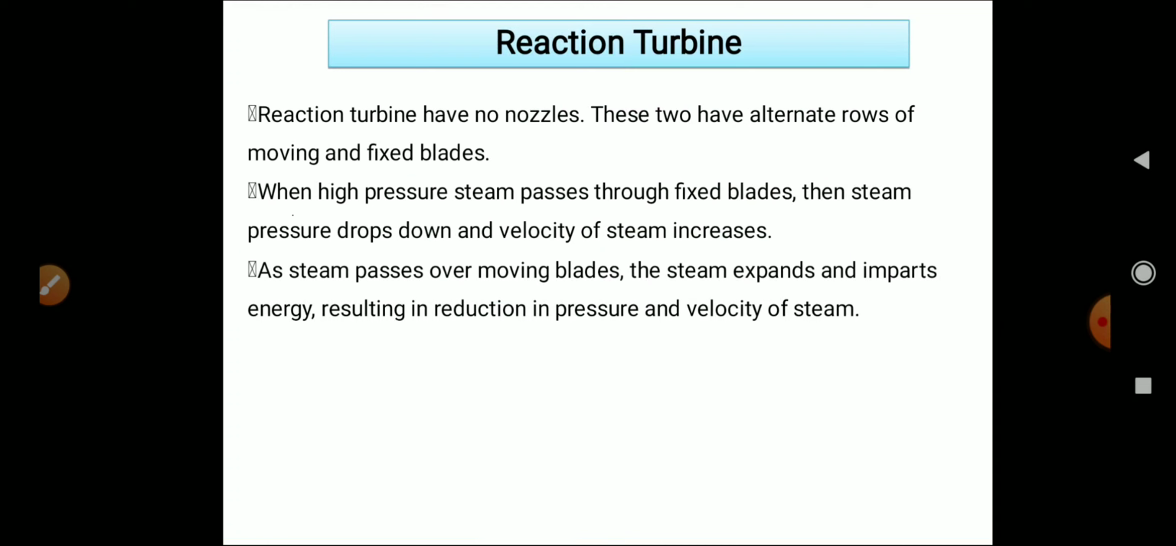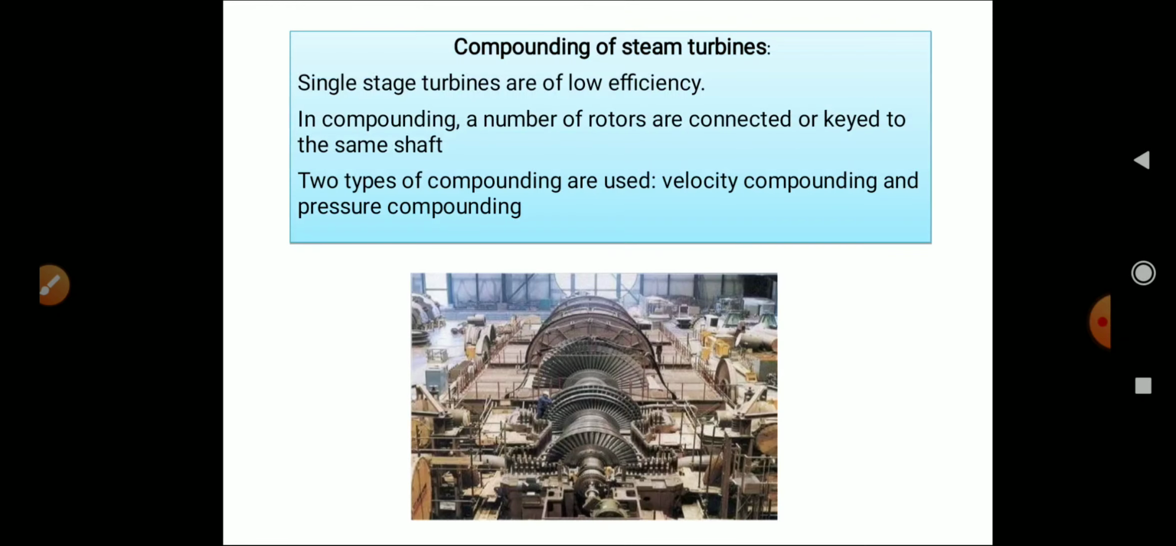Now let us come to the reaction turbine. Reaction turbine has no nozzles. It has alternate rows of moving and fixed blades. When high pressure steam passes through fixed blades, then steam pressure drops and velocity of steam increases. As steam passes over moving blades, the steam expands and imparts energy, resulting in reduction in pressure and velocity of steam.